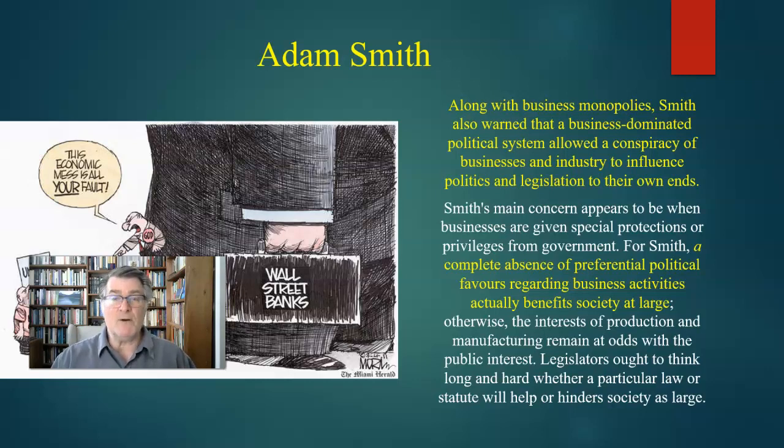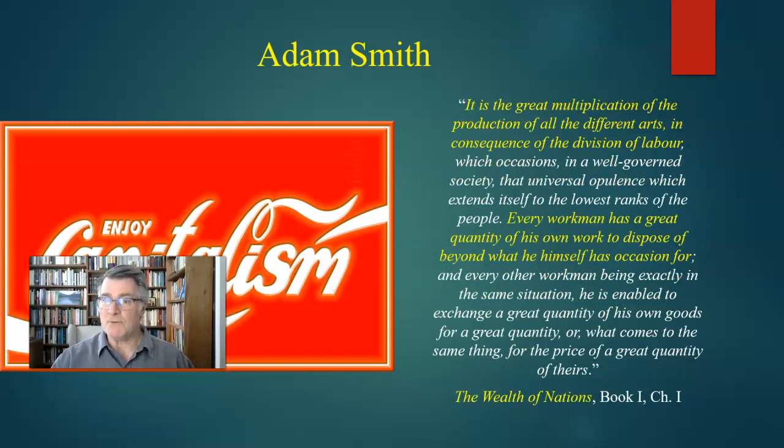But Smith was very, very clear on any kind of a political system that caters to business rather than to people is maybe not destined to fail, but is corrupt, right? Is immoral. That's what he was trying to say. So he writes in The Wealth of Nations, it is the great multiplication of the production of all the different arts in consequence of the division of labor, which occasions in a well-governed society that universal opulence, which extends itself to the lowest ranks of the people.